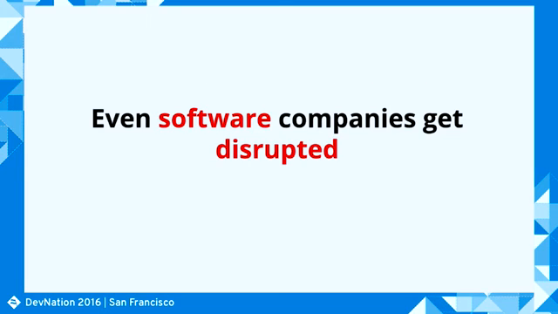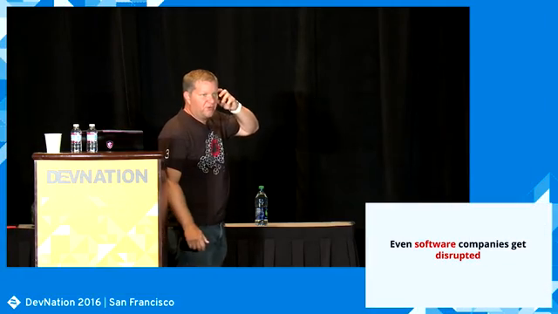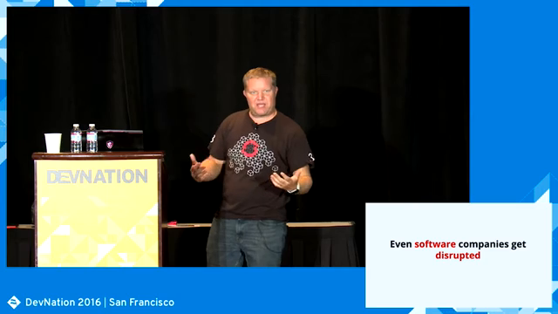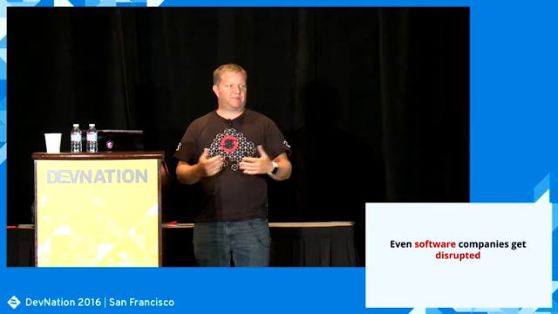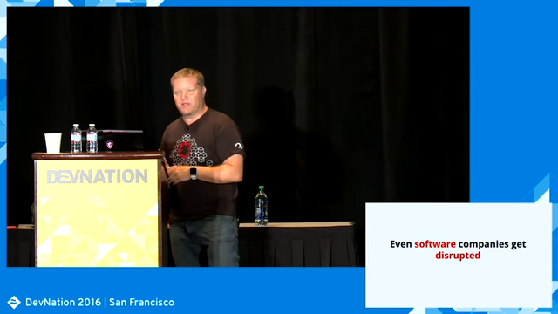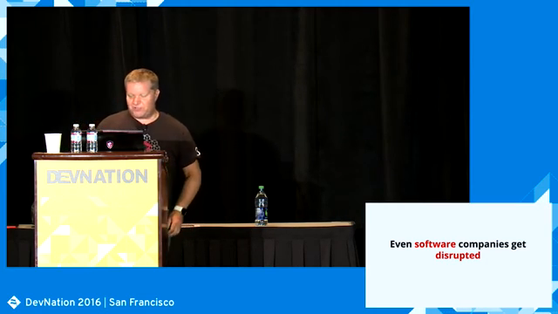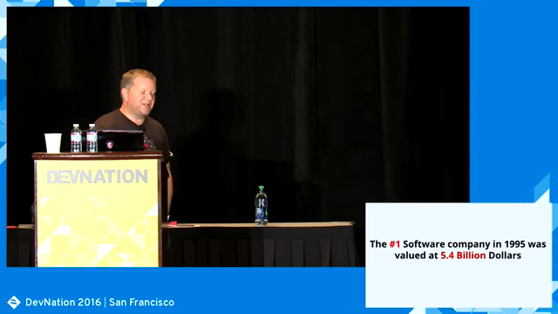But even software companies can get disrupted. We think of disruption as like a small startup like Uber disrupting the taxi industry, or Netflix disrupting brick and mortar stores. But even software companies get disrupted now, especially, you know, legacy traditional ones. Does anybody know what the top software company in 1995 was? Microsoft? Nope. I'll give you a hint. They don't exist today. Nope.